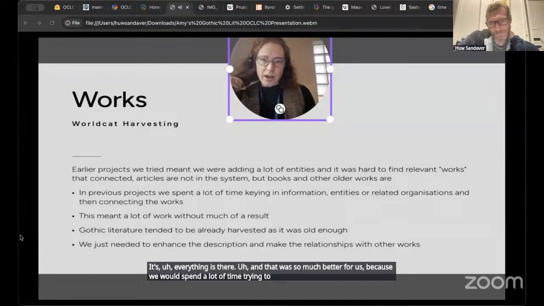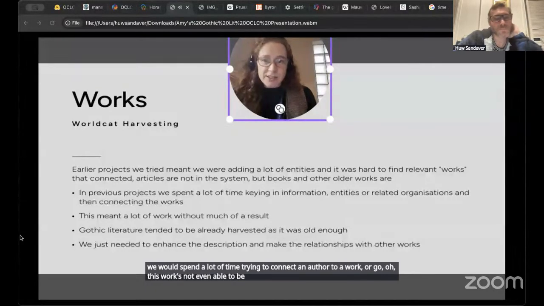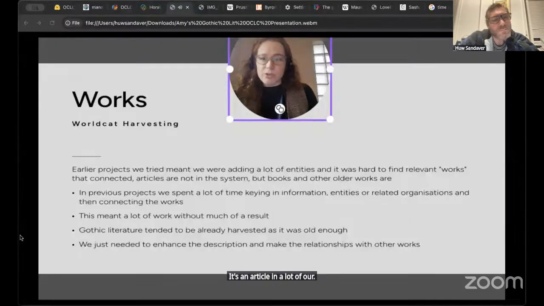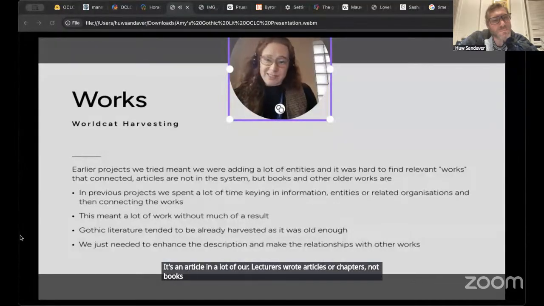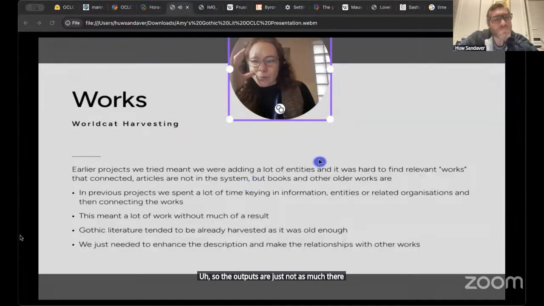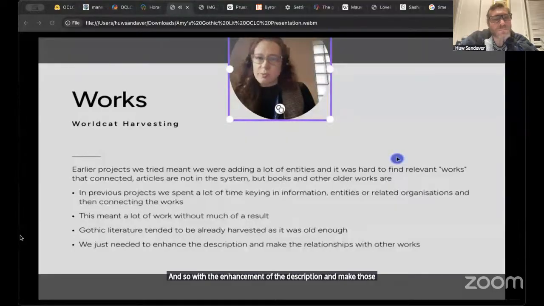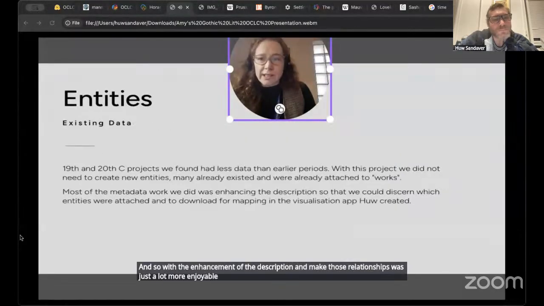trying to connect an author to a work, or go, oh, this work's not even able to be harvested because it's not a book, it's an article. And a lot of our lecturers wrote articles or chapters, not books, or they're a lot slower. So the outputs are just not as much there. And so the enhancement of the description and making those relationships was just a lot more enjoyable, a lot easier.